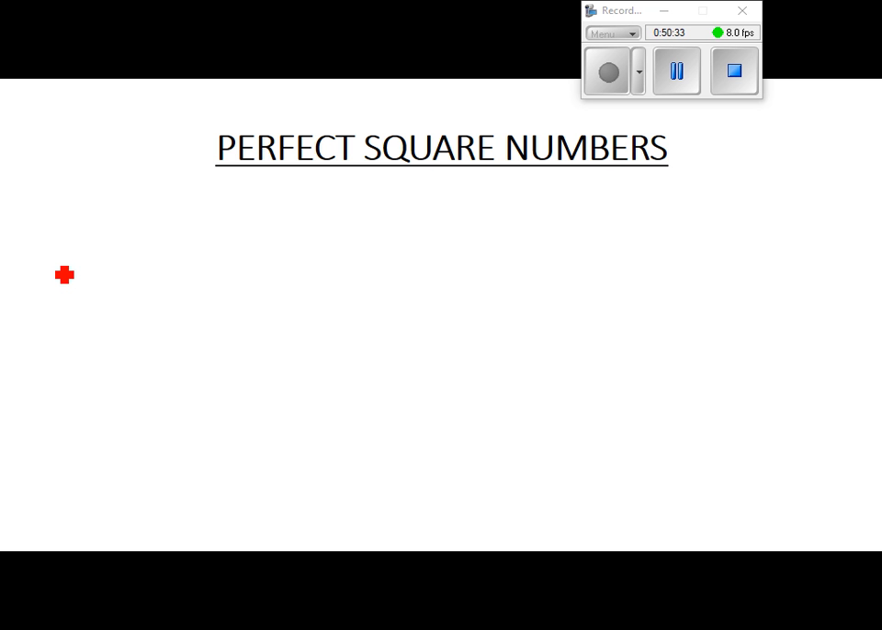Write this down: perfect square numbers. A perfect square number is a number that, if you take the square root of it, comes out even. It comes out as a whole number. So let's make a list of the perfect square numbers so you'll have them there on your paper. Give me a perfect square number.